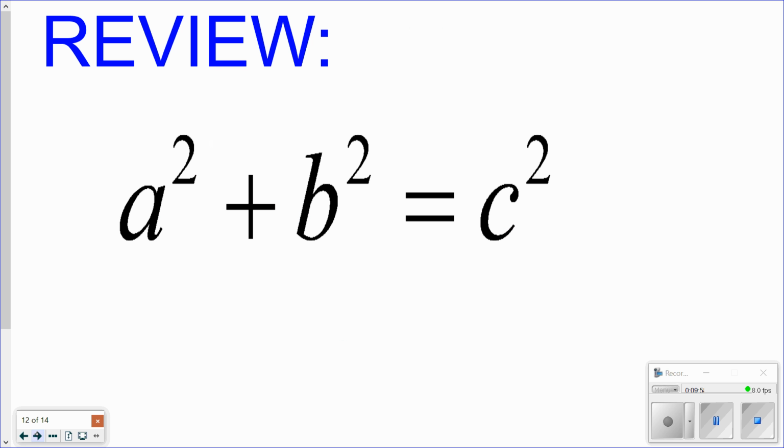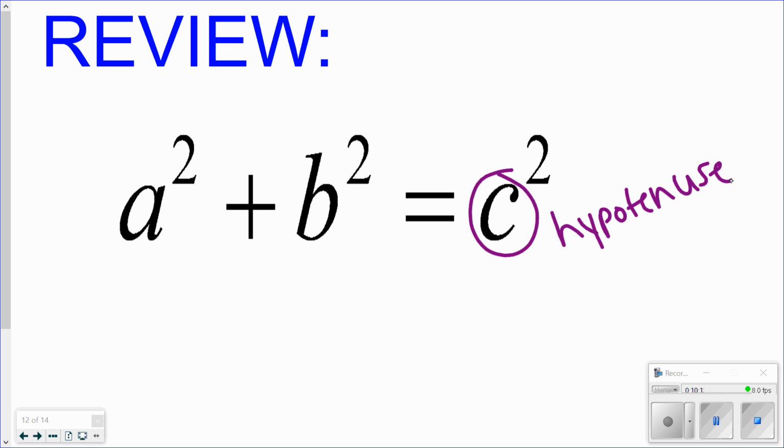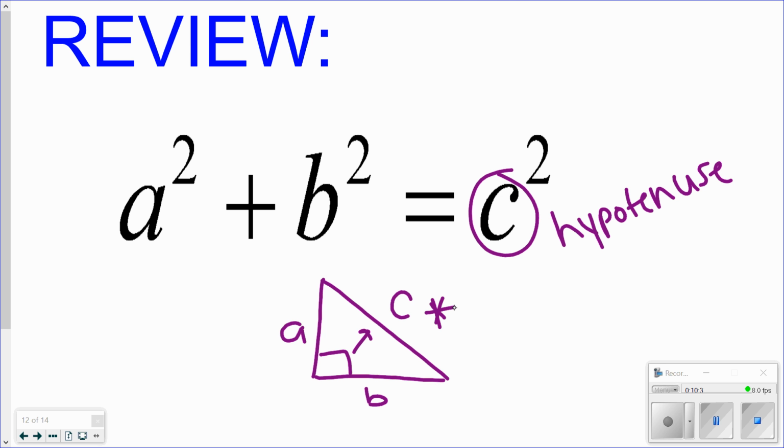Next, let's review Pythagorean theorem. A squared plus b squared equals c squared. Remember, we use this for right triangles, and c is always going to be the hypotenuse, which is always opposite of the 90-degree angle. So if I draw a right triangle, our hypotenuse will always have to be here. And then a and b are just the legs of the right triangle. It can be either or. You can flip those around. It won't matter. The only one that's very important is c. It has to be the hypotenuse.